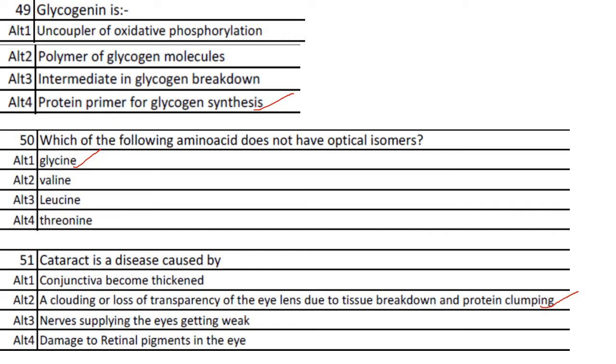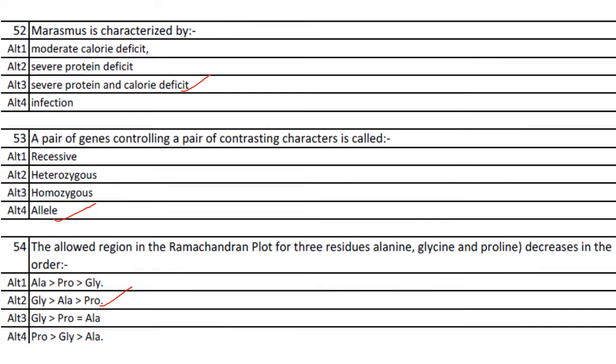Then cataract is a disease caused by clouding or loss of transparency of the eye lens due to tissue breakdown and protein clumping. So cataract is a disease of the eye. It is caused by clouding or loss of transparency of the eye lens, and it is due to tissue breakdown and protein clumping. Then marasmus is characterized by severe protein and calorie deficit.